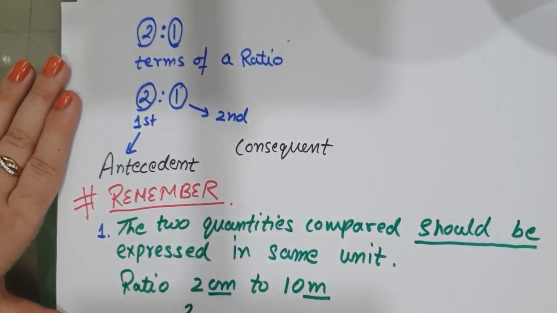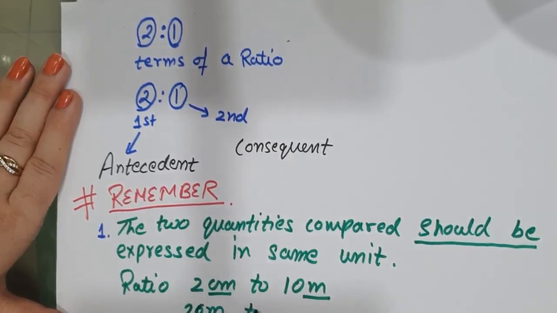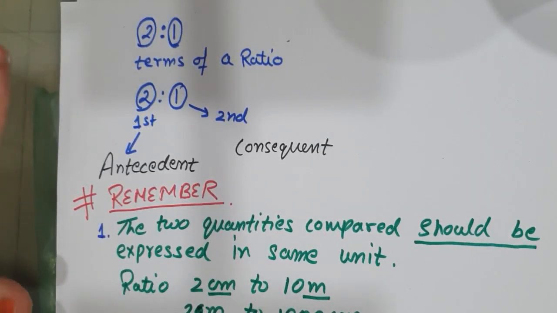Like 2 centimeter to 10 meter, where 10 meter can be written as 1000 centimeters. Now we can compare these two with each other: 2 centimeter to 1000 centimeter.